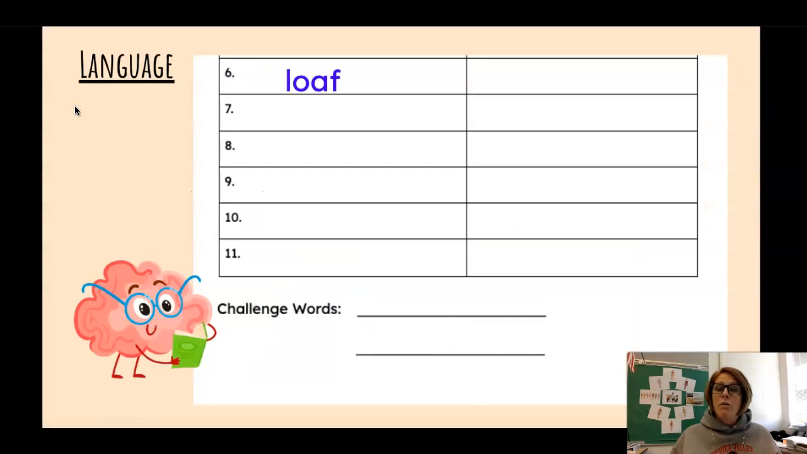Next, loaf, elf, leaf, thief, shelf, and self. Again, do you notice anything similar between all of those words? They all have some sort of F sound at the end of them.